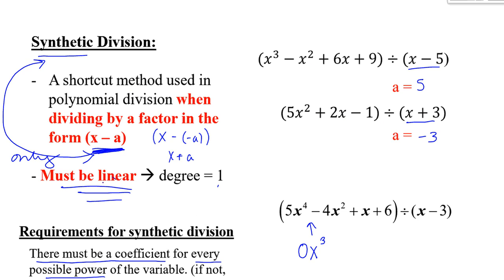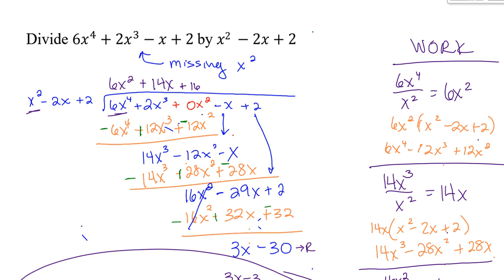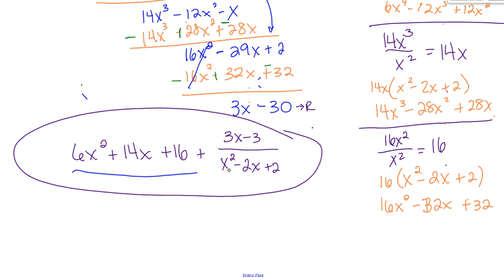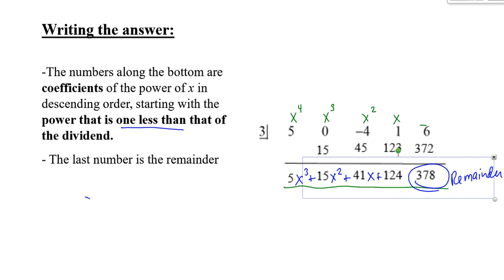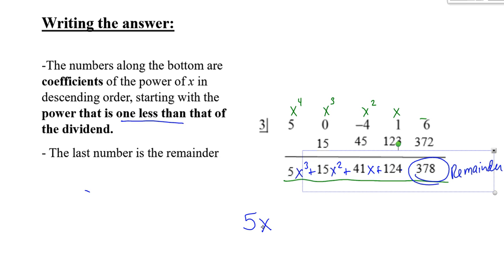So remembering how we wrote the other answers, we take the dividend and then we add the remainder over that divisor. Same thing. So it's going to be an answer of 5x to the third plus 15x squared plus 41x plus 124. And at the very end, it's going to be plus 378, and we divide it by x minus 3.